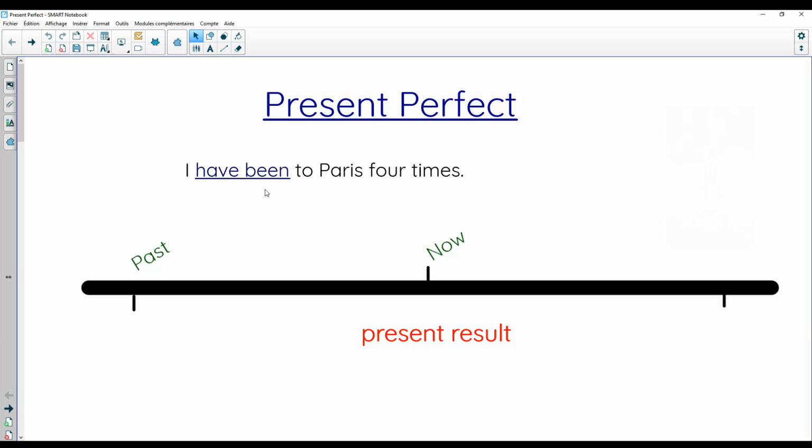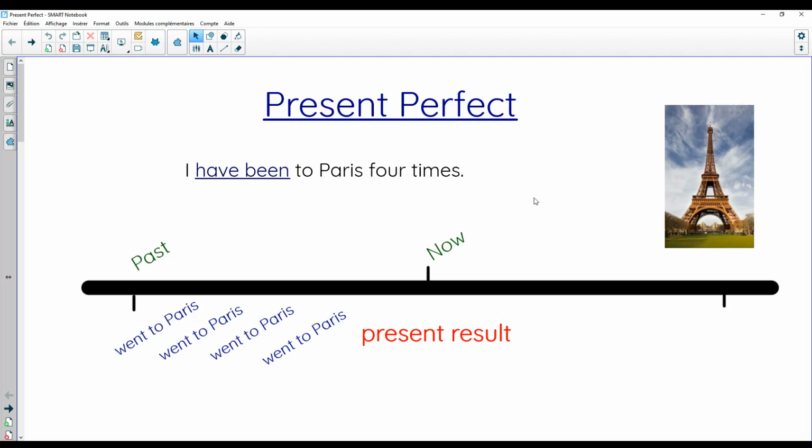If I want to show you the difference, if I want to focus on the past events, talk about events that happened at a specific moment in the past, I would use the simple past. In 2008, I went to Paris. We know when it happened. In 2009, I went to Paris. In 2010, I went to Paris. And guess what I did in 2011? I went to Paris. So now I have been to Paris 4 times.